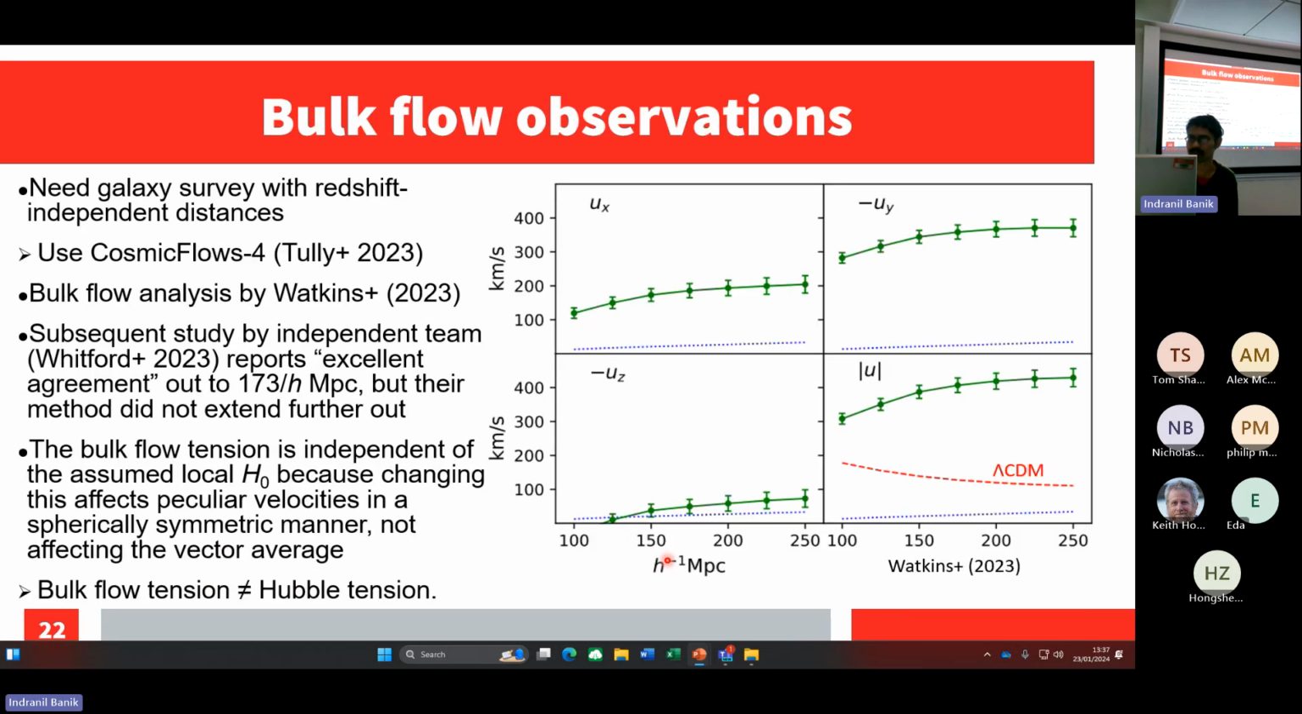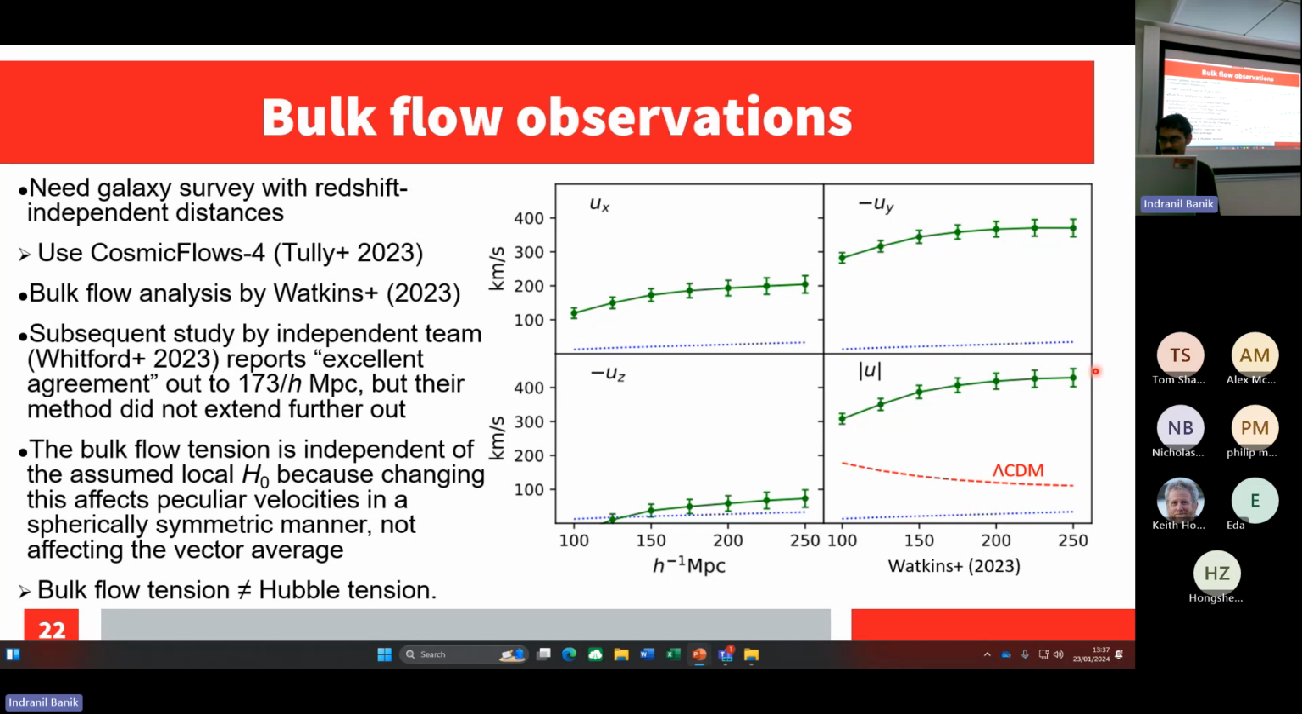So one thing that becomes apparent from the observations of the bulk flow: the bulk flow is obviously a 3D quantity, but I want you to focus on the total magnitude of the bulk flow, which is shown here as a function of the size of the sphere within which the bulk flow is measured.